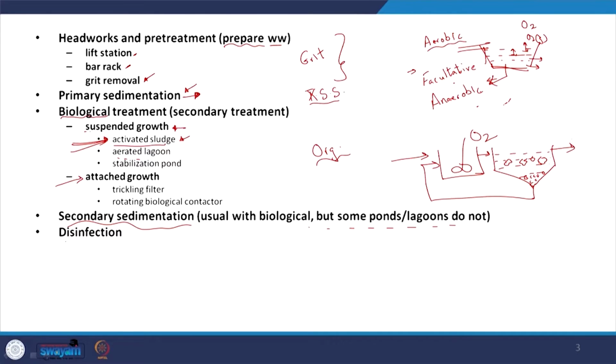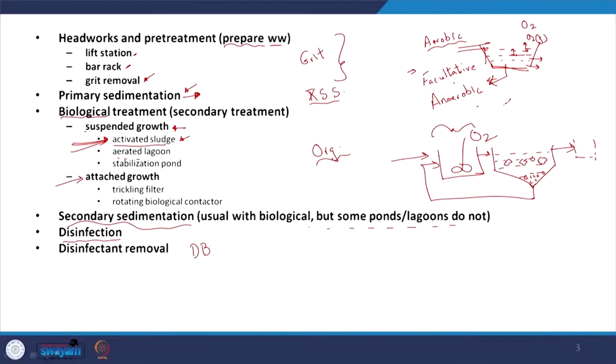Then disinfection, because even though most of the pathogens will be killed in the aeration tank, you will still have some pathogens, and that's what you want to take care of by disinfection. Depending on the kind of disinfection you are using, you either have to look at bringing down the disinfectant that you added, or minimize the disinfection byproducts, which I am going to label as DBPs, which are typically carcinogenic.